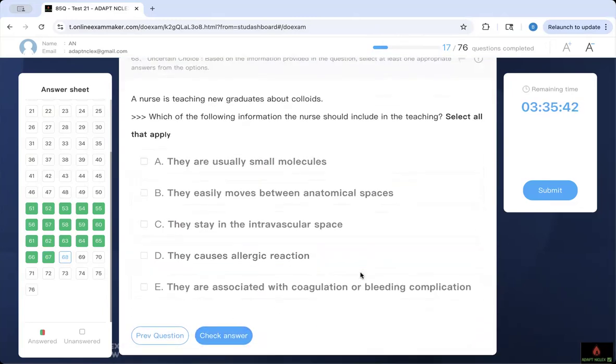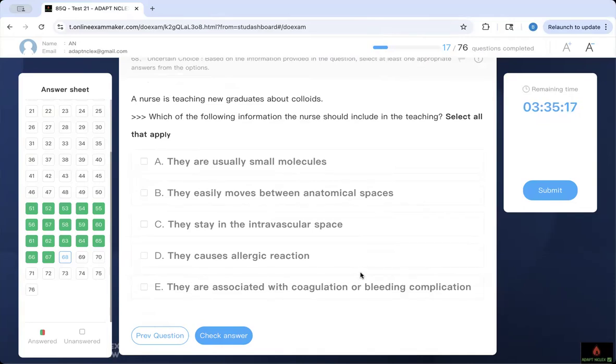And then she's teaching you about colloids. What do you think? There's crystalloid and colloid. Crystalloids are what? Normal saline, lactated Ringer's. Colloids are like blood, albumin, and other things. Therefore, what do you know about them? Which of the following information should the nurse include in the teaching? These are fluid and electrolyte question fundamentals.